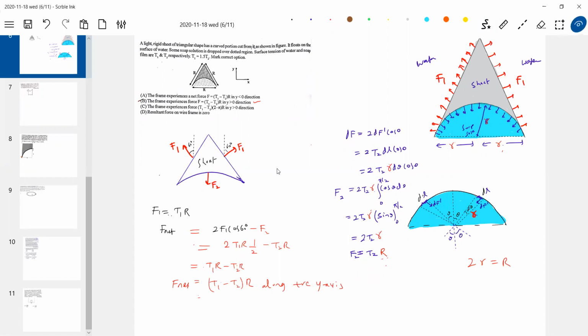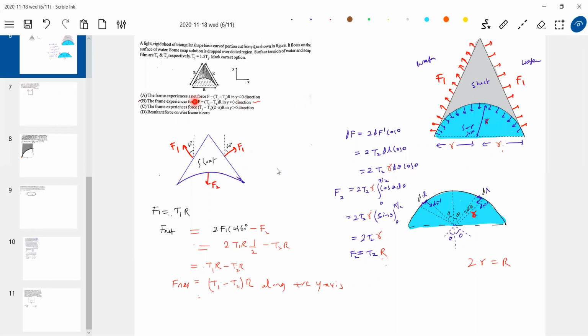Now you see this. Okay, fine. This is everything answered. This is very important: if you get a curved one, the force you should calculate like this. Very important. The frame exerts a force. Okay, options A and B I'll pick up.